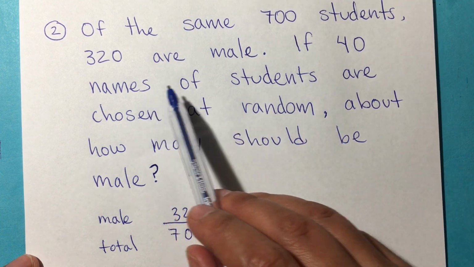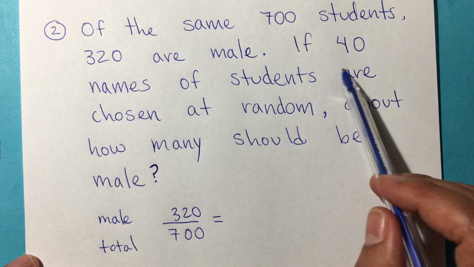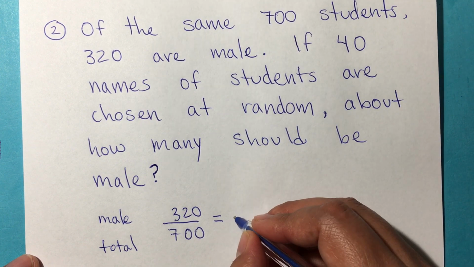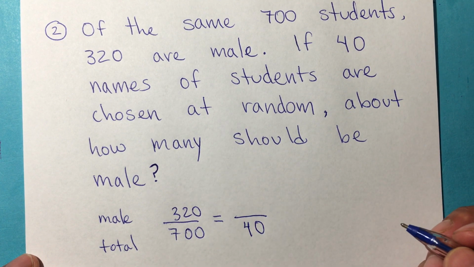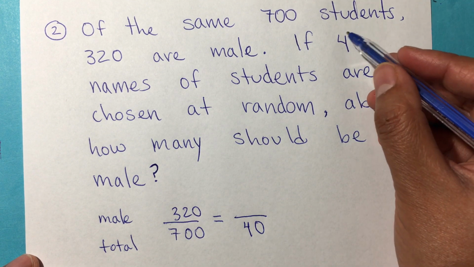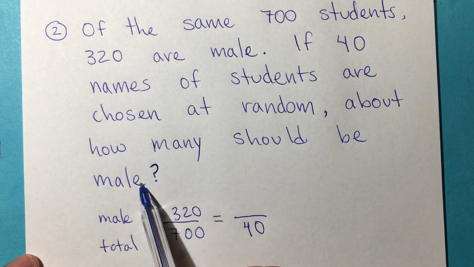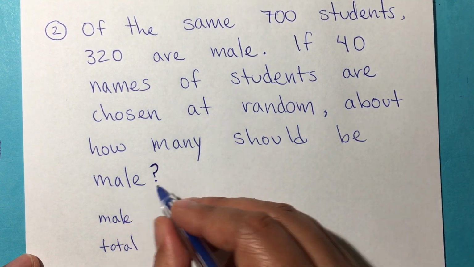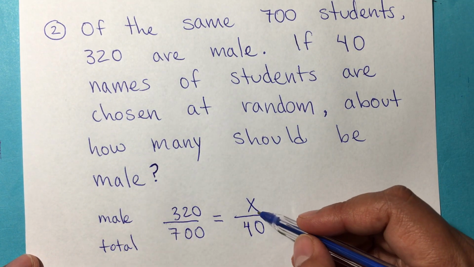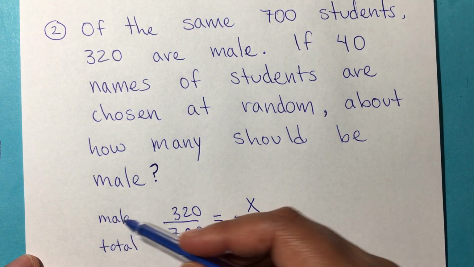If 40 names of students are chosen at random, that means that 40 people are going to be sampled in total. That means that the 40 goes in the denominator. This is the total number of people surveyed or chosen. About how many should be male? So that's the X right there. And I think with the question it's a little bit more clear. Oh, that's what we are missing. That's where I put the X. The group for male is.